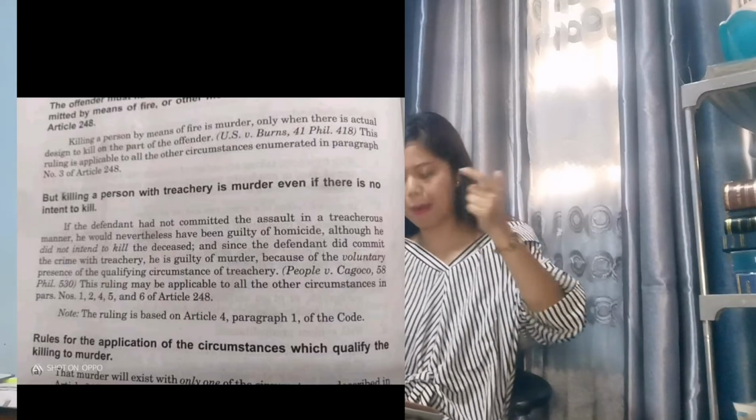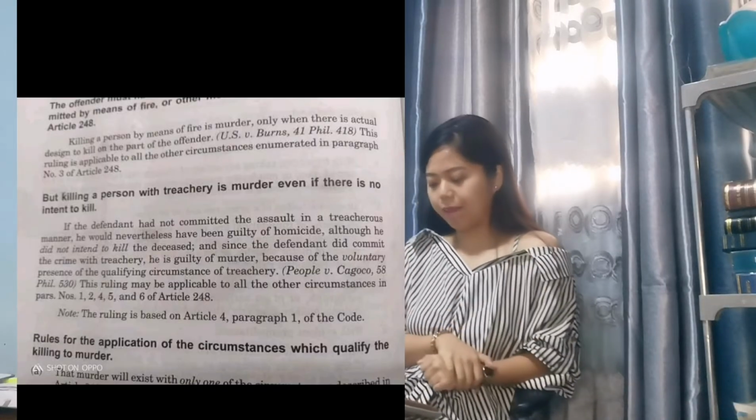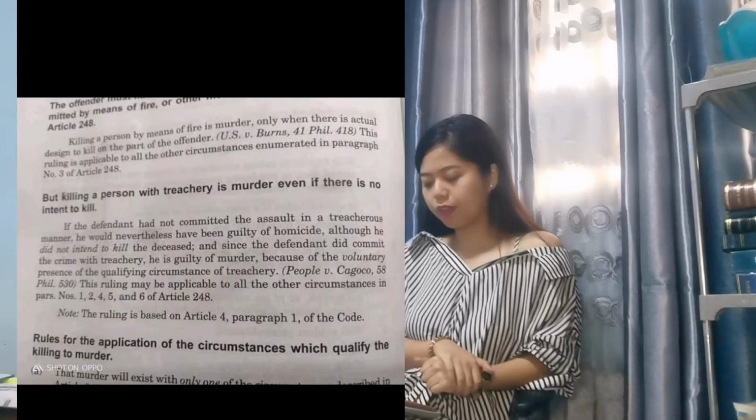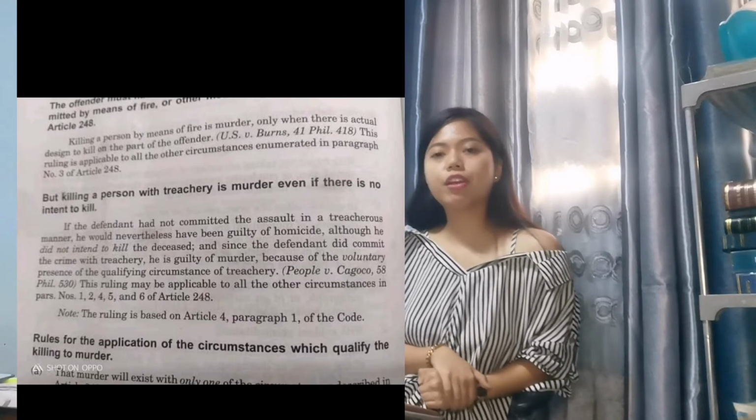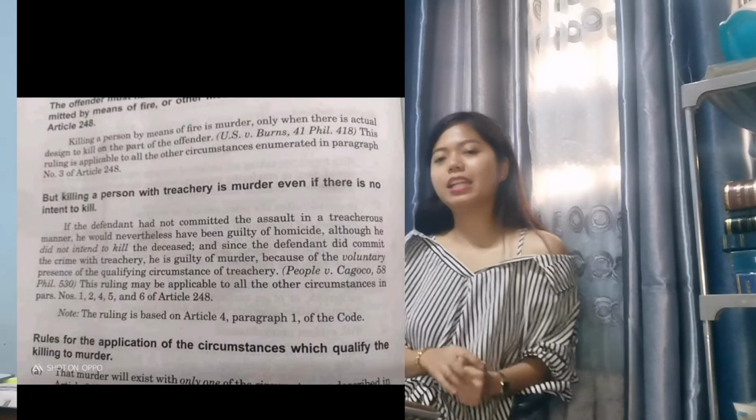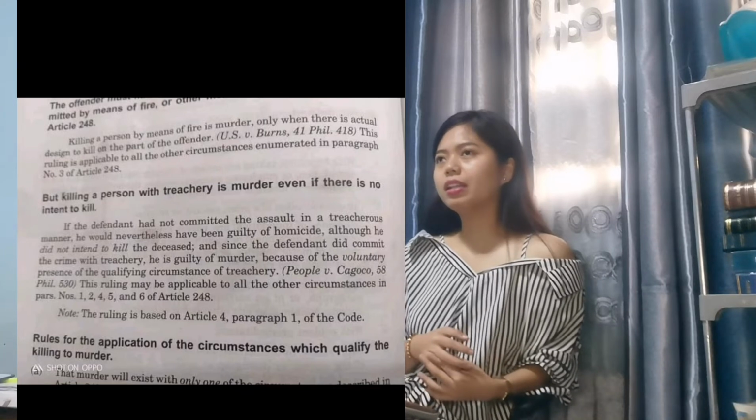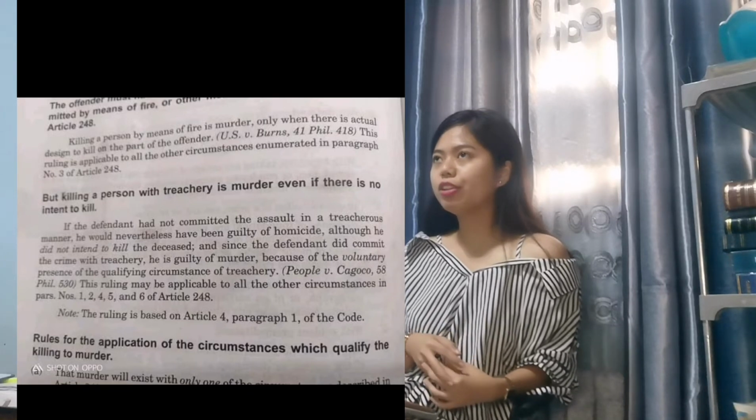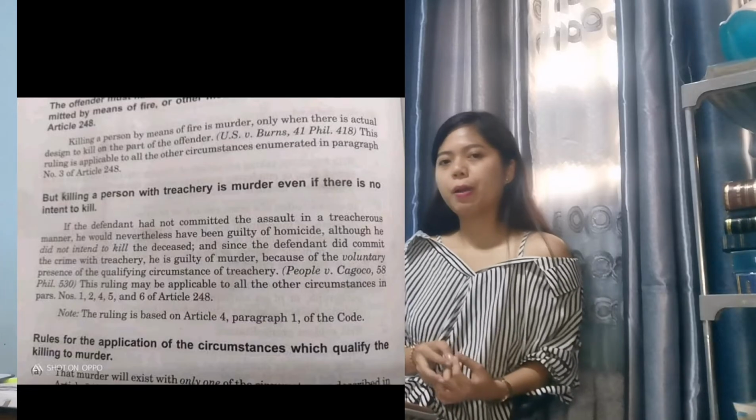Ito yon. Okay. Let me just back read. Ipopost ko yun dito. Ito yung nabasa ni Angeline. Okay. So, basahin natin sa book. But killing a person with treachery is murder even if there is no intent to kill. Okay. So, naguluhan si Angeline. Sabi niya, Attorney, sabi niyo po kanina, yung homicide sa murder, may intent to kill po yun, na presume. Bakit po dito sa nabasa kong libro, sabi, killing a person with treachery is murder even if there is no intent to kill? Ang ibig sabihin po ba nito, pinatay niya nang walang intent to kill, pero murder pa rin?